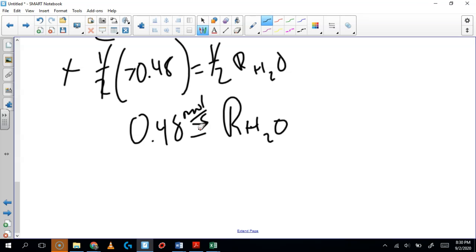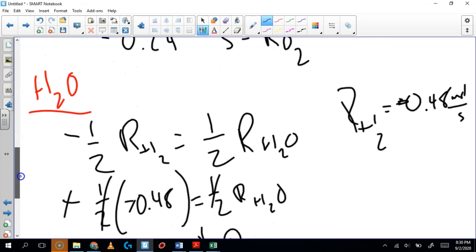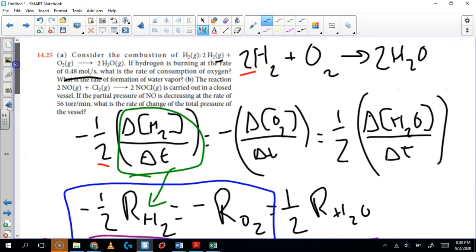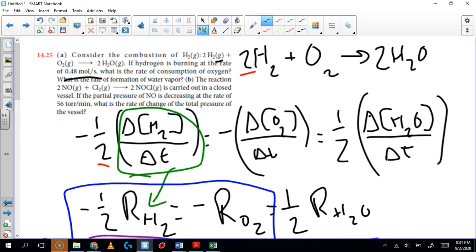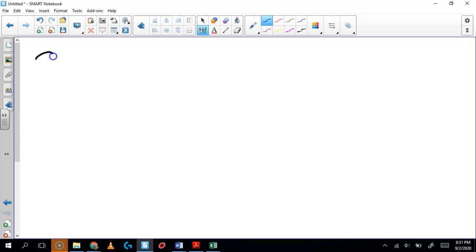So that is how we use a given rate to determine the rate of everything else in the equation. We have to use the rate expression. Okay, so now the second part of this is asking what the rate change of the total pressure is. That's a little bit different, but not really. So I'm going to come over here, and I'm going to make sure I transfer my equation correctly.